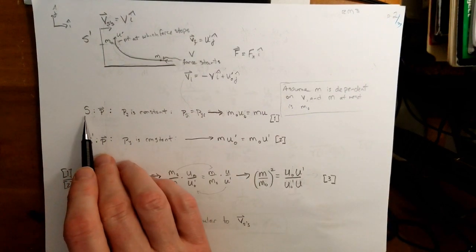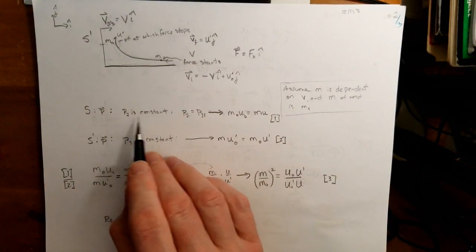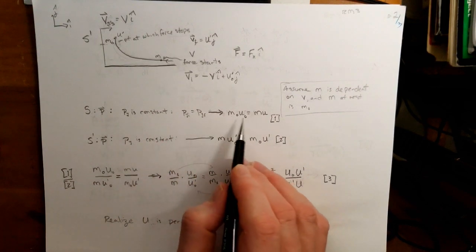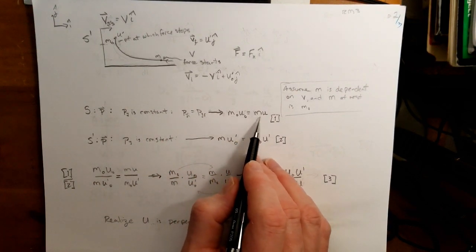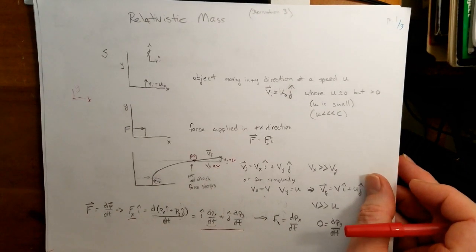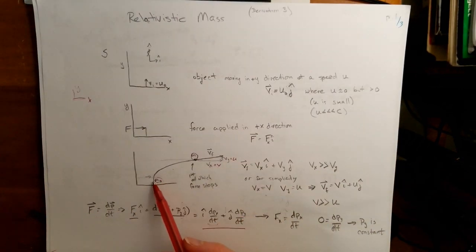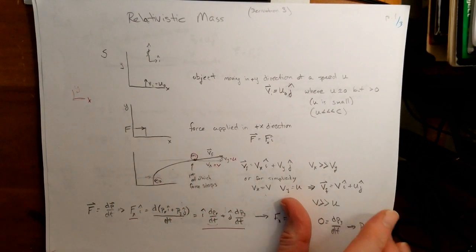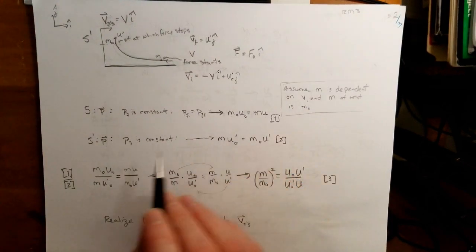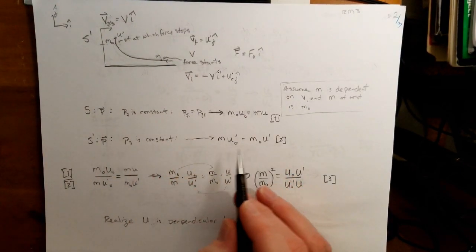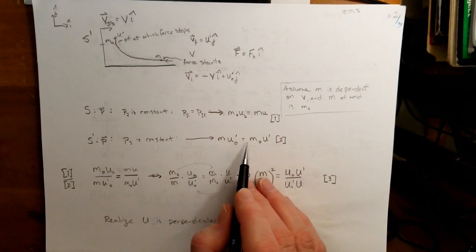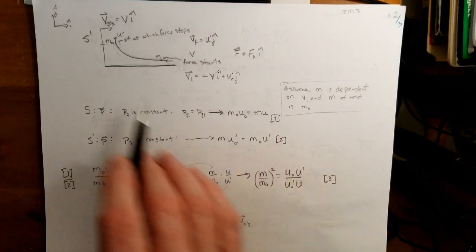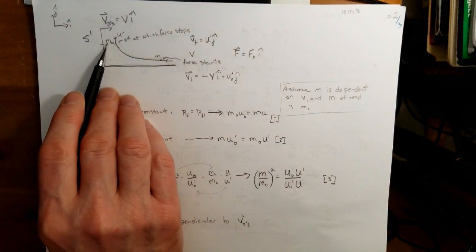So in the S frame, since py is constant, my initial value is equal to my final value, so m naught u naught is equal to mu. Going back over into my S frame, mass times the velocity in the y direction: m naught u naught, which is my initial momentum in the y direction, is equal to mu. And in the S prime frame, again, py is constant, so we have m u naught prime is equal to m naught u prime, because at the end of this, it is traveling so slowly that we're basically at the rest mass.